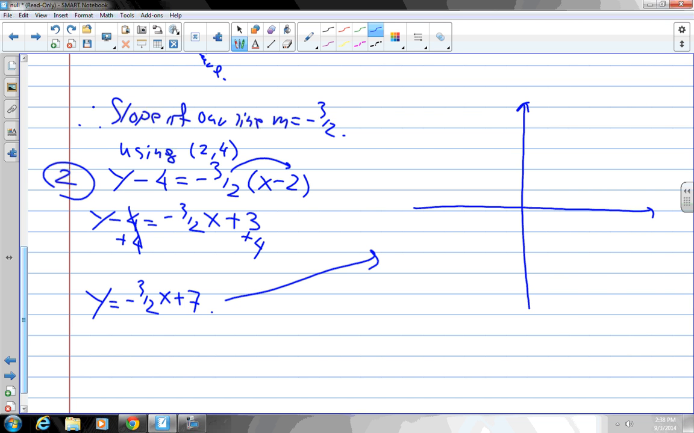Sure, what's the intercept? So let's say that's 7. What do I do from there? So down 3, right? 1, 2, 3, over 2, bam. Right? The slope is negative.